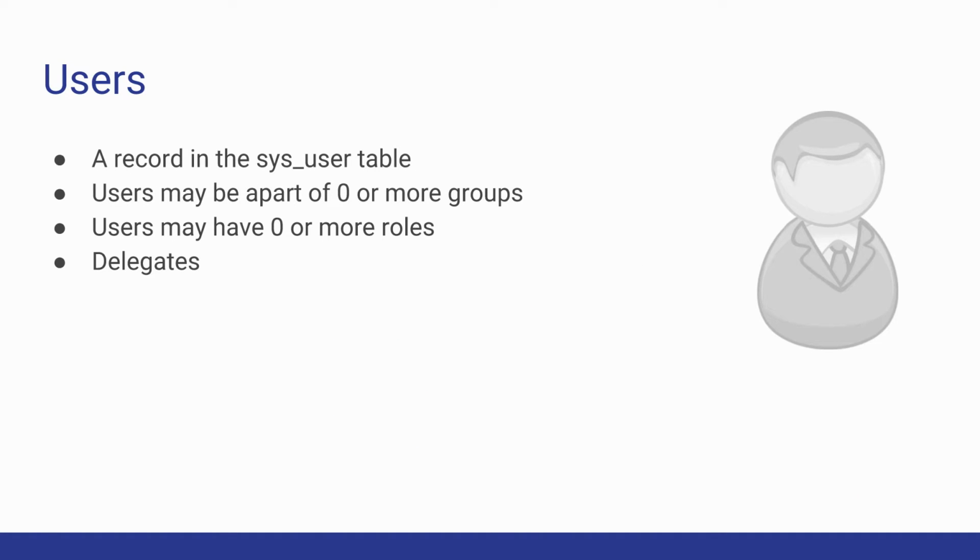Now we'll discuss users. A user correlates to one record in the sys user table. Users may be a part of zero or more groups and may have zero or more roles. Users have a number of out-of-the-box fields, and just like any other table, ServiceNow admins can add additional fields to the sys user table. We'll go over the user fields here in a bit. Users may also have delegates. So, for example, if an executive goes on vacation, then their secretary or delegate may approve tasks on their behalf.